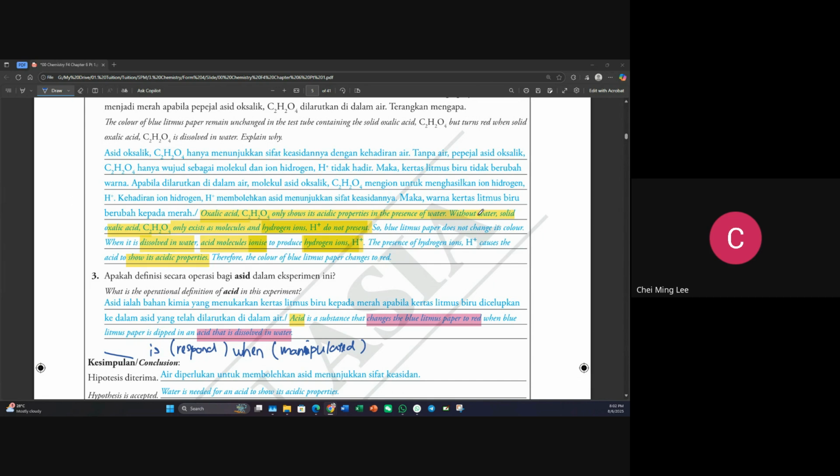This is for you to understand how to answer the questions. So maybe you have to copy the questions for this one. And the operational definition of acid in this one is for you to understand the template, or what we call the structure of the answer. Okay.